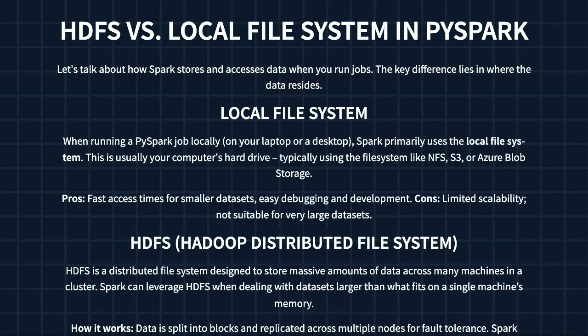Okay, let's dive into how PySpark handles data. When you're working locally, maybe on your laptop, Spark uses the local file system, which is just your computer's hard drive. This is great for smaller datasets and super easy for debugging. But when you start dealing with really big data, that's where HDFS comes in. HDFS is a distributed file system designed to spread the data across an entire cluster of computers. It's like having multiple hard drives working together to store everything. While it might be slightly slower than using your local drive, it allows Spark to scale up and process massive amounts of information. That's its main strength.